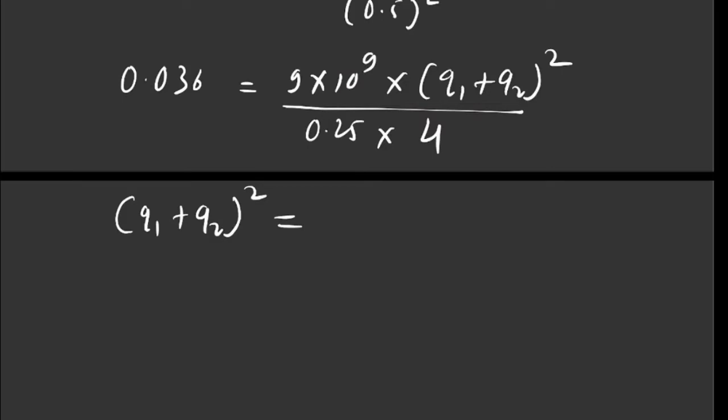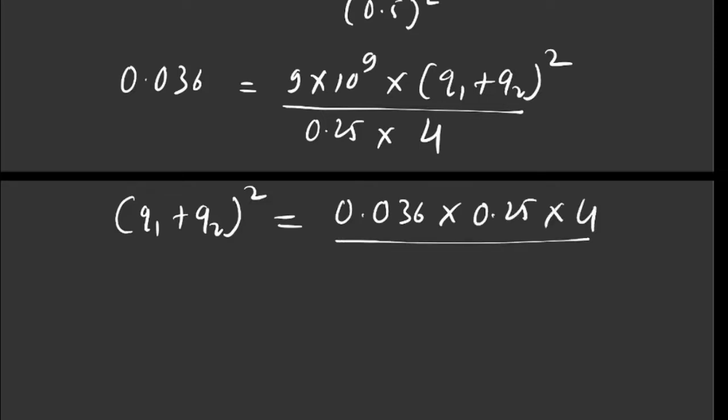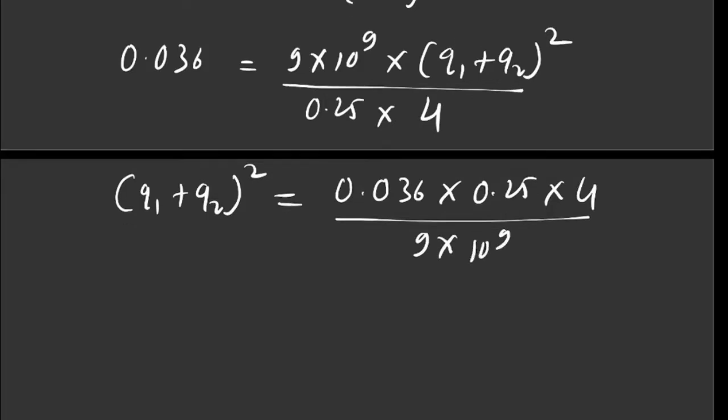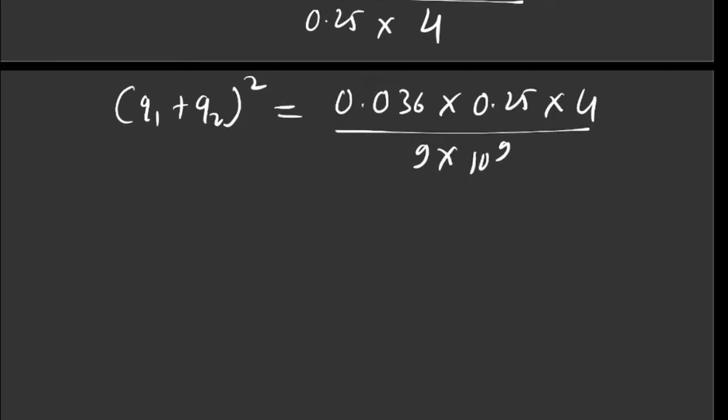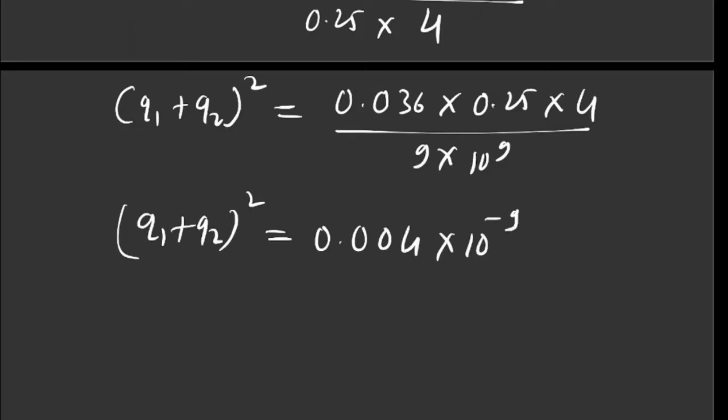q1 plus q2 whole square becomes equal to 0.036 into 0.25 into 4 divided by 9 into 10 to the power 9. Let us simplify this one. After simplification, q1 plus q2 whole square, what we got is 0.004 into 10 to the power minus 9.